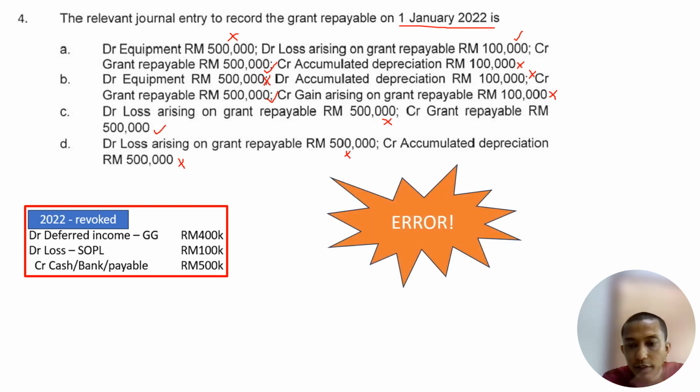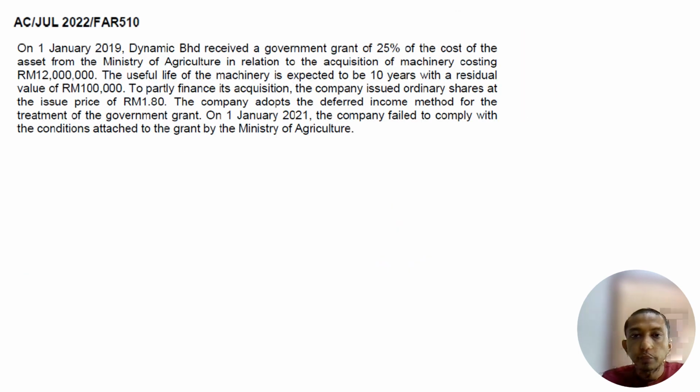So which one is the correct one? The correct one is none. The question has an error, so there is no answer for the question. Just to show you, there is no answer for the question. Okay, never mind. So we proceed. One more set of questions. We proceed, the last one.